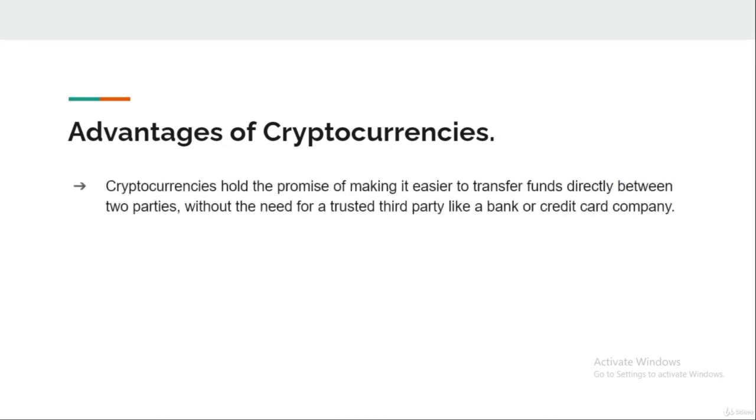Cryptocurrencies hold the promise of making it easier to transfer funds between two parties without the need of a trusted third party like a bank or a credit card company. Yes, the transaction process of cryptocurrencies is pretty easy and convenient, as the transfer is conducted through blockchain technology. There is no need of a third party organization like a bank or government for secure transfer of these virtual currencies. For transferring cryptocurrencies, only the public key of a person is required.